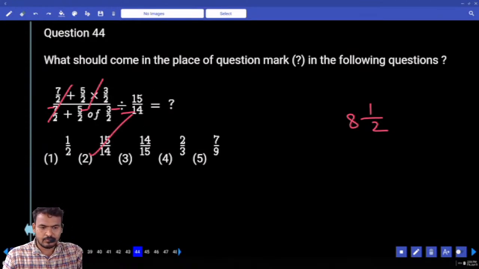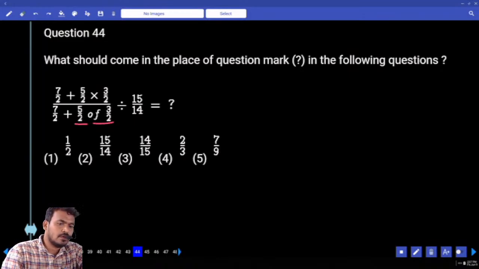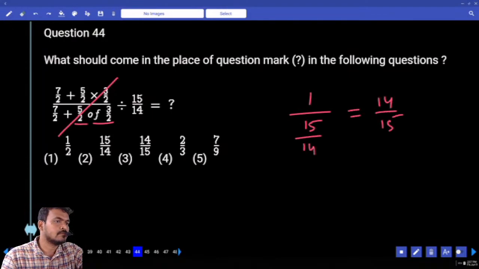Next question, number 44. What is the numerator value? 7 by 2 plus 5 by 2 into 3 by 2, and the denominator 5 by 2 into half, 3 by 2. Half means it is also into. The numerator and denominator both are cancelled. That is written 1 by 15 by 14. What is the answer? 14 by 15.